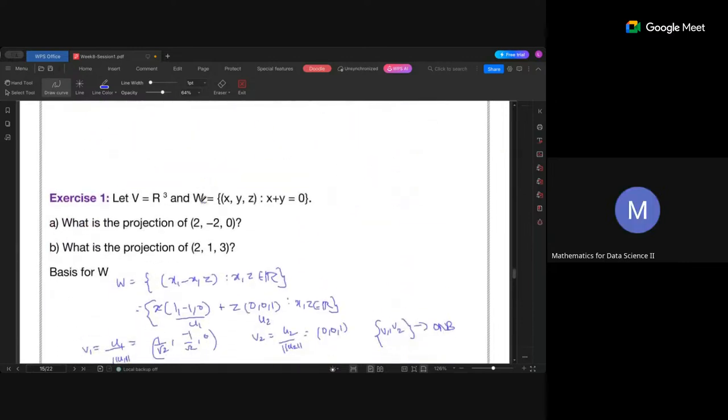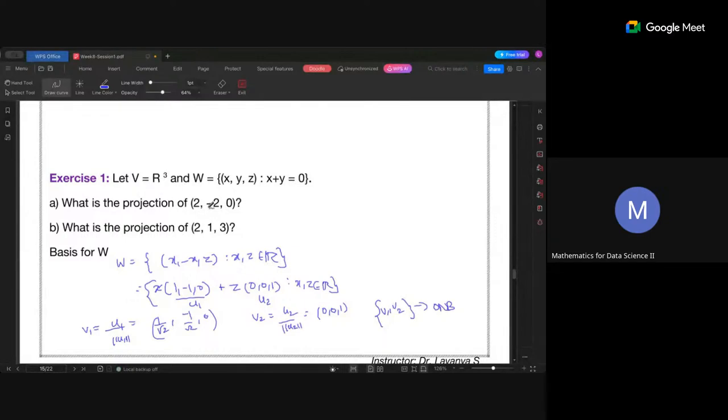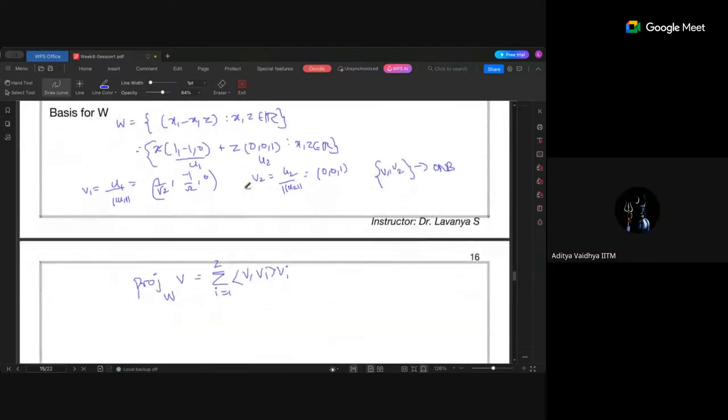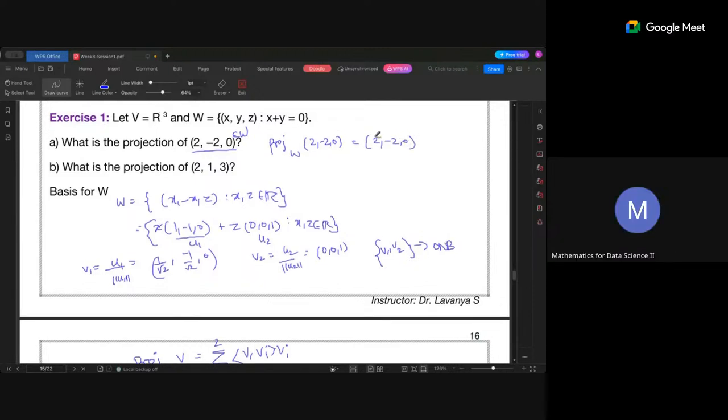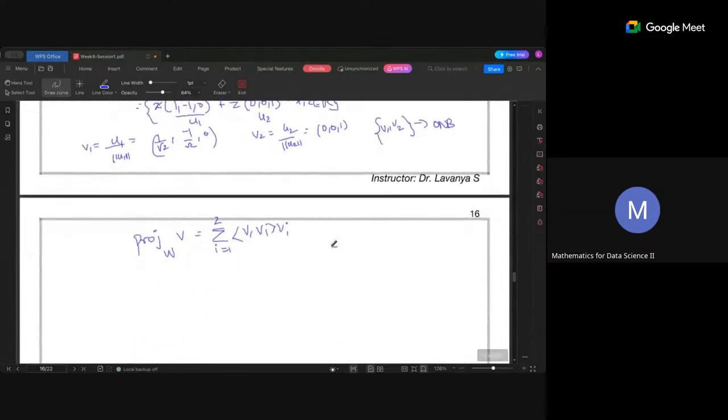Okay, fine. Now, using that property, where does this vector lie? It should lie in W. So is there anything to calculate for A? No, ma'am. So the projection of (2, -2, 0) onto W is again (2, -2, 0). But what about this vector? We have to calculate for that. Yes, this one you need to calculate because it is not in this space. So calculate it using this formula and tell me the answer.